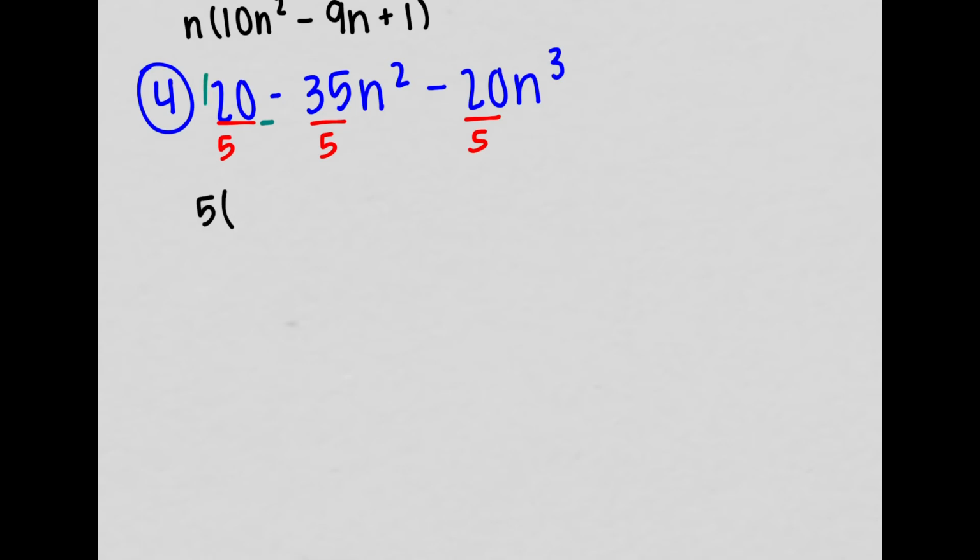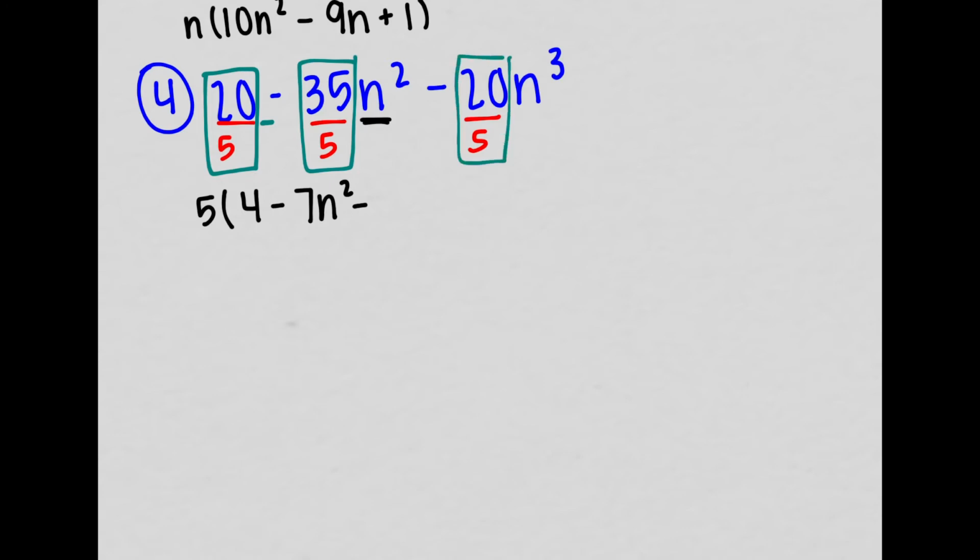When I do that in the first piece, 20 divided by 5 leaves me with 4, minus 35 divided by 5 leaves me with 7, and I still have the letter, so 7n squared, minus, again, 20 divided by 5 does give me 4, and you have the letter as well, so n cubed. So my factored form of number 4 would be 5 times 4 minus 7n squared minus 4n cubed.